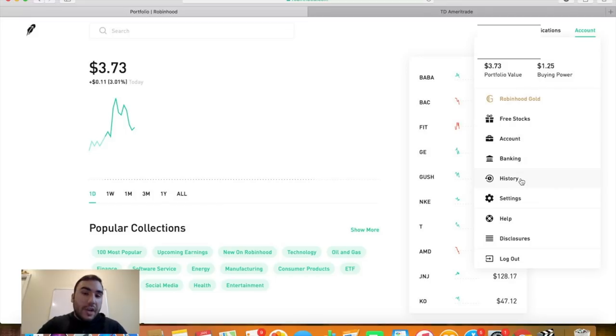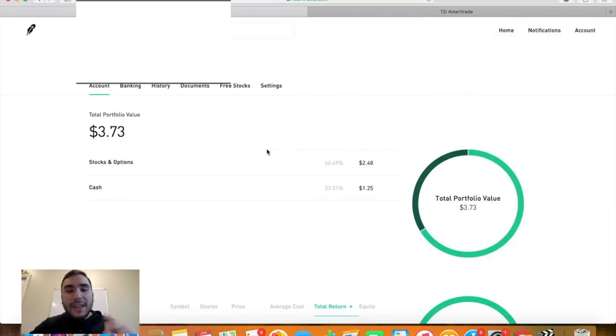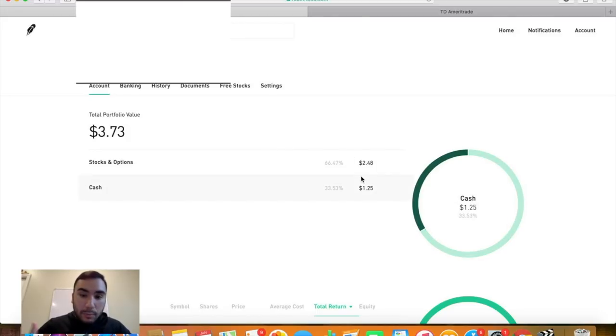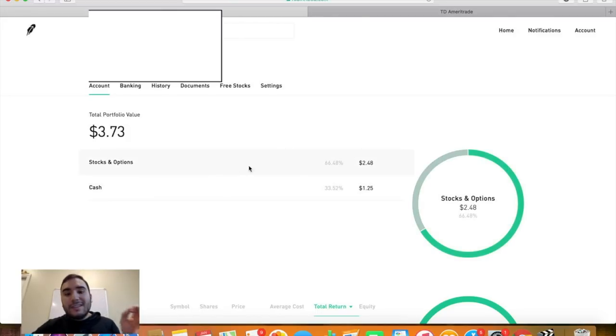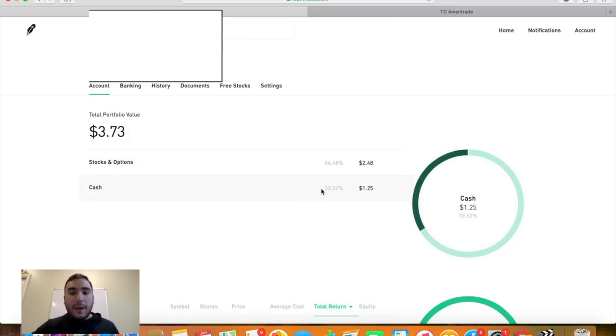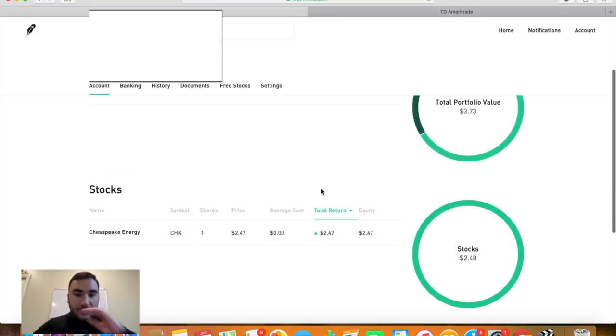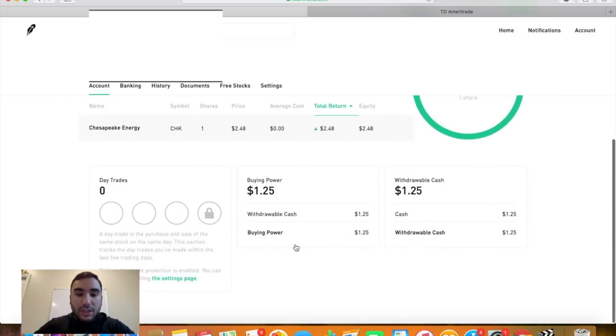You have your history, your transaction history, your banking. This is where you can hook up your bank account, which gives you a more in-depth look at what your account is looking like. It breaks it down into percentages. We can see here stocks and options. I have about 66% in stocks and options, and I have about 33% in cash. And under that, it'll show you your stocks, the name of the company, how many shares you have, your average cost, and your return on that particular stock.